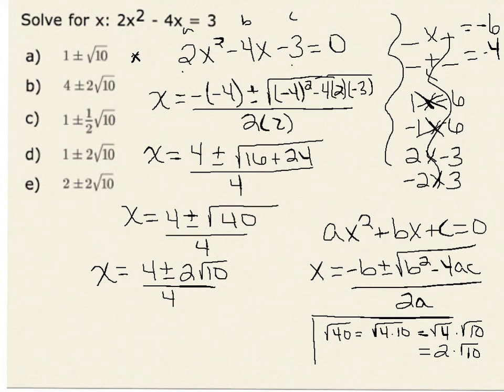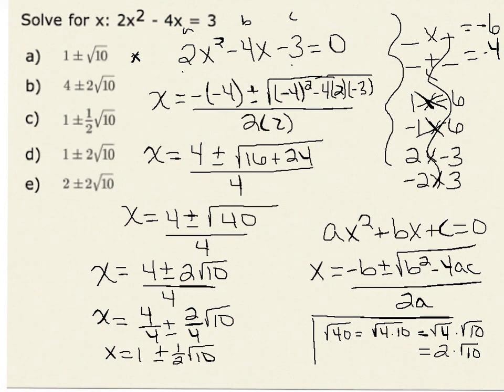In order to simplify this, I could rewrite this as x is equal to 4 divided by 4 plus or minus 2 divided by 4 times the square root of 10. I can see that 4 divided by 4 is equal to 1, and 2 divided by 4 is 1/2. So I have my solutions of 1 plus or minus 1/2 times the square root of 10.